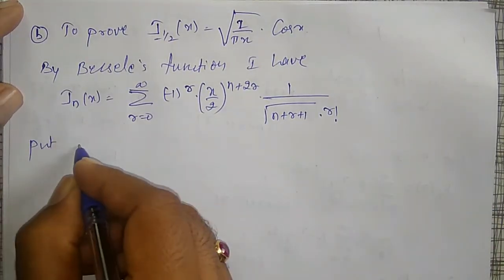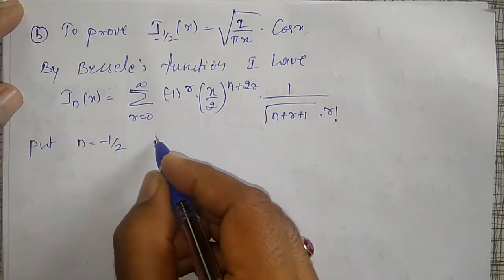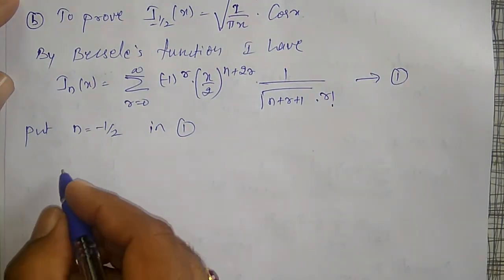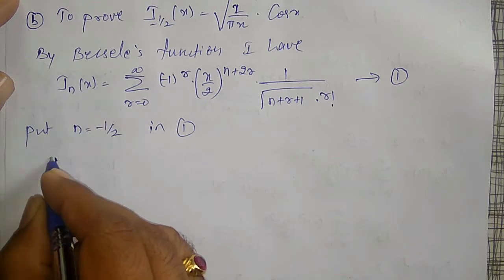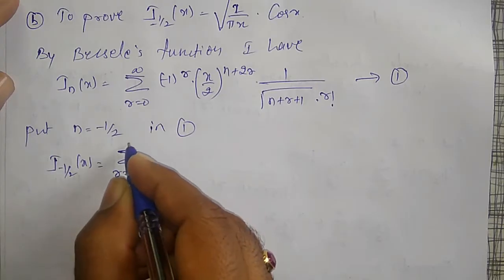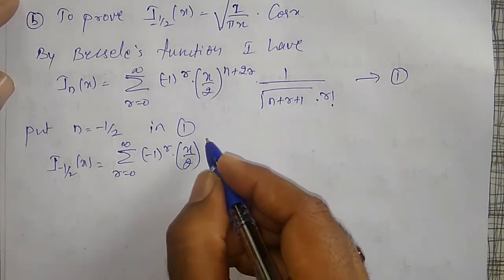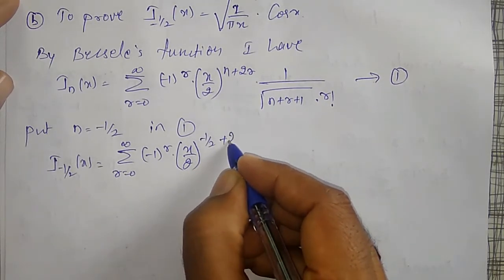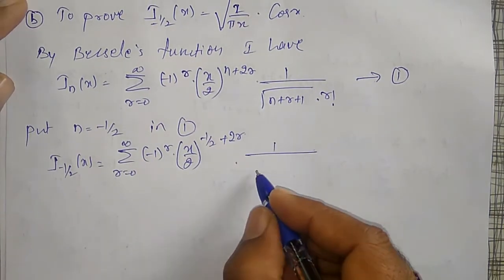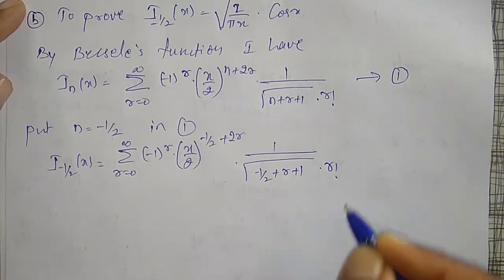Let me put x is equal to n is equal to minus 1 by 2 in 1. Let me call this as 1. In this I will put n equal to minus half. Therefore J minus half of x is equal to summation r is equal to 0 to infinity, minus 1 to the power r, x by 2 to the power minus 1 by 2 plus 2r, into 1 divided by gamma function of minus 1 by 2 plus r plus 1, into r factorial.